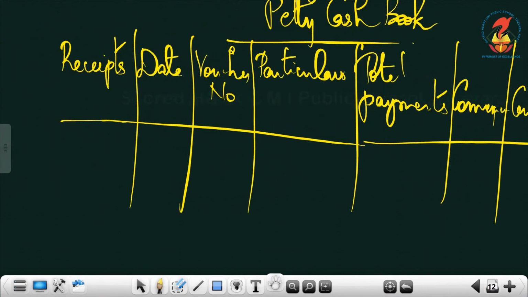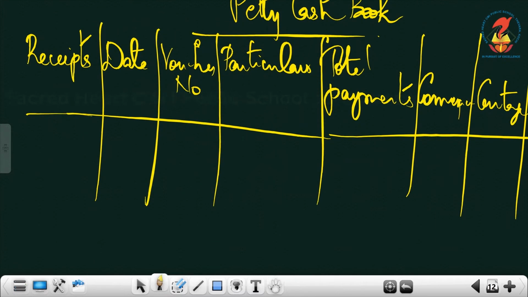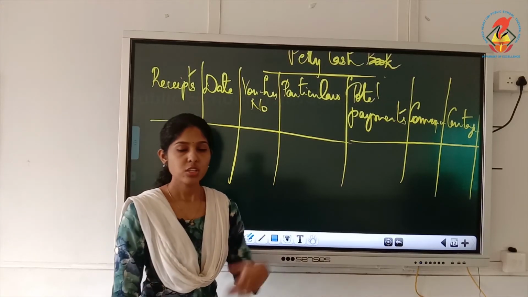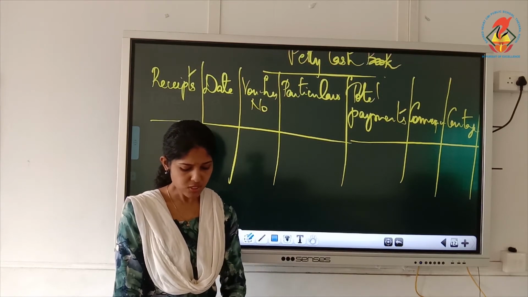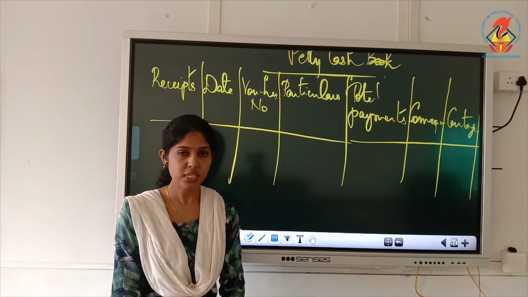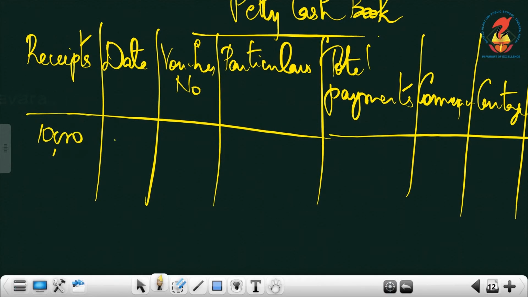This is the format. Though the format is lengthy, posting is very much easier than your double column and single column. The first one, Jan 1st, receipt for petty cash. You got an amount of 10,000 that must come in your receipts column. It is on Jan 1st, 2020. There is no voucher number, that you leave blank. Amount is 10,000 and receipt for petty cash. This is for the expenses you have to meet.